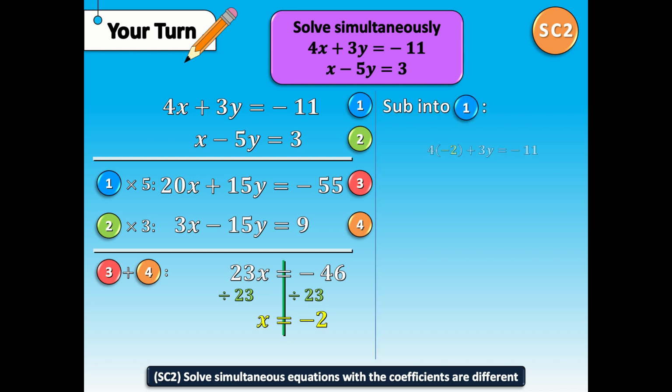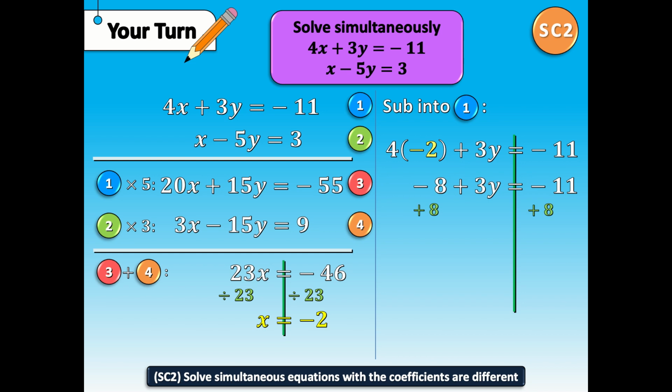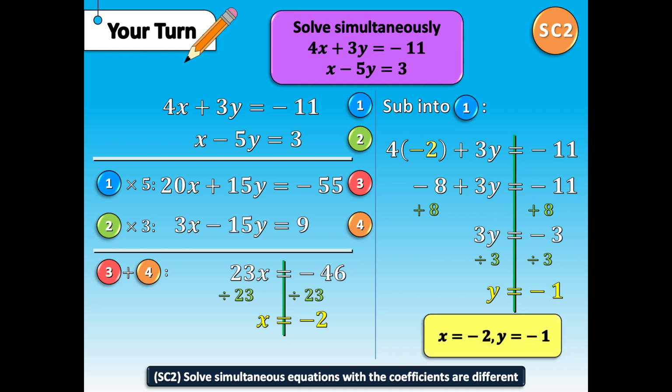Then I can find out y by substituting x equals minus 2 into the first equation. So 4 times minus 2 plus 3y equals 11. 4 times minus 2 is minus 8, plus 3y equals 11. So I can add 8 to both sides to get rid of the minus 8. So 3y equals 3. Divide both sides by 3. So y equals 1. So my solutions, x equals minus 2 and y equals 1.